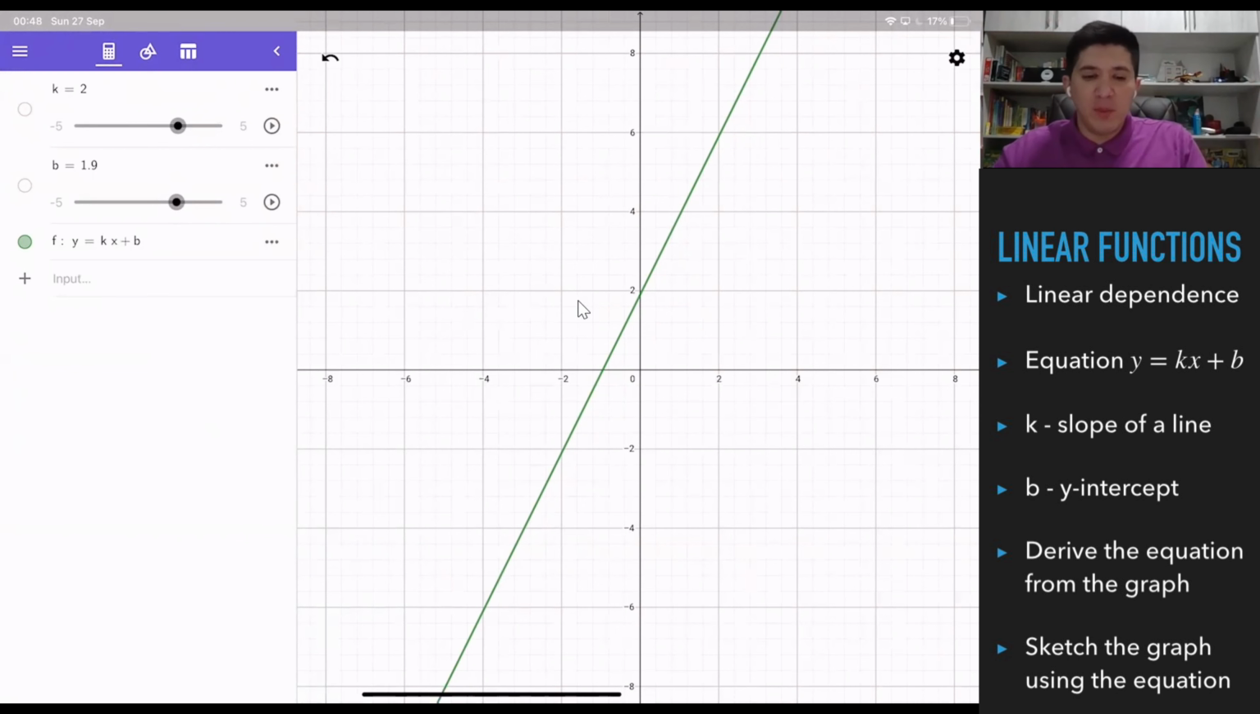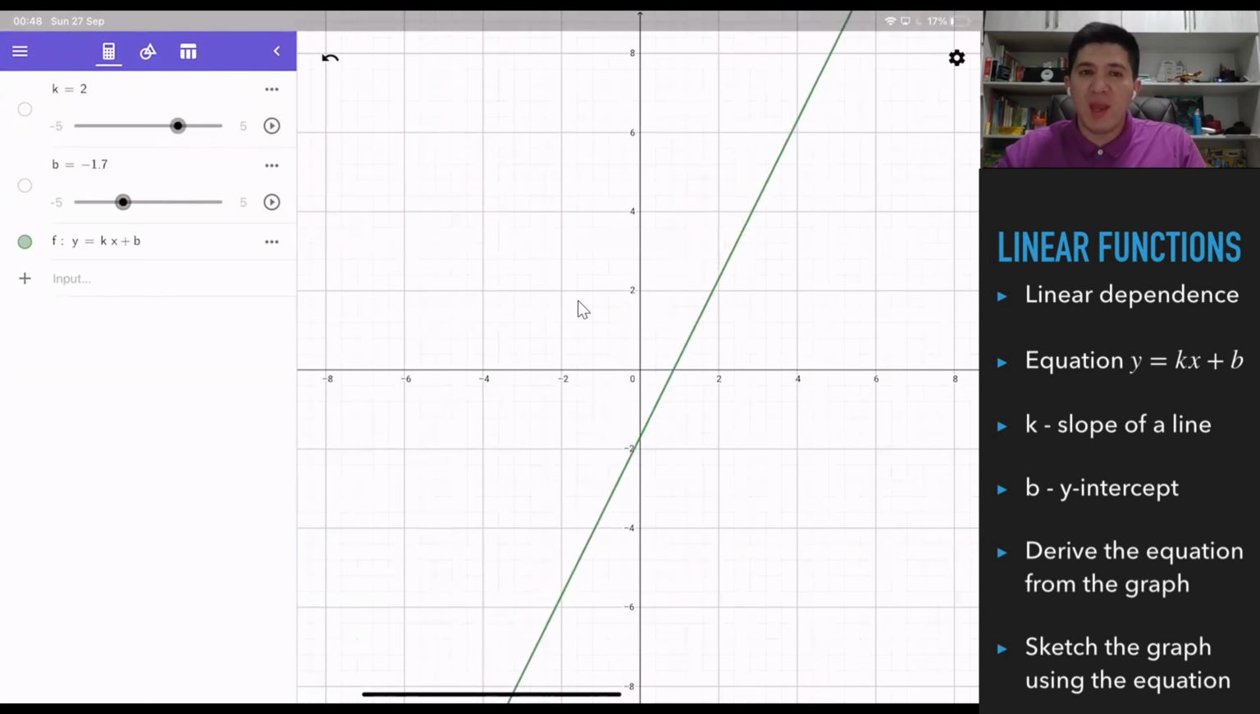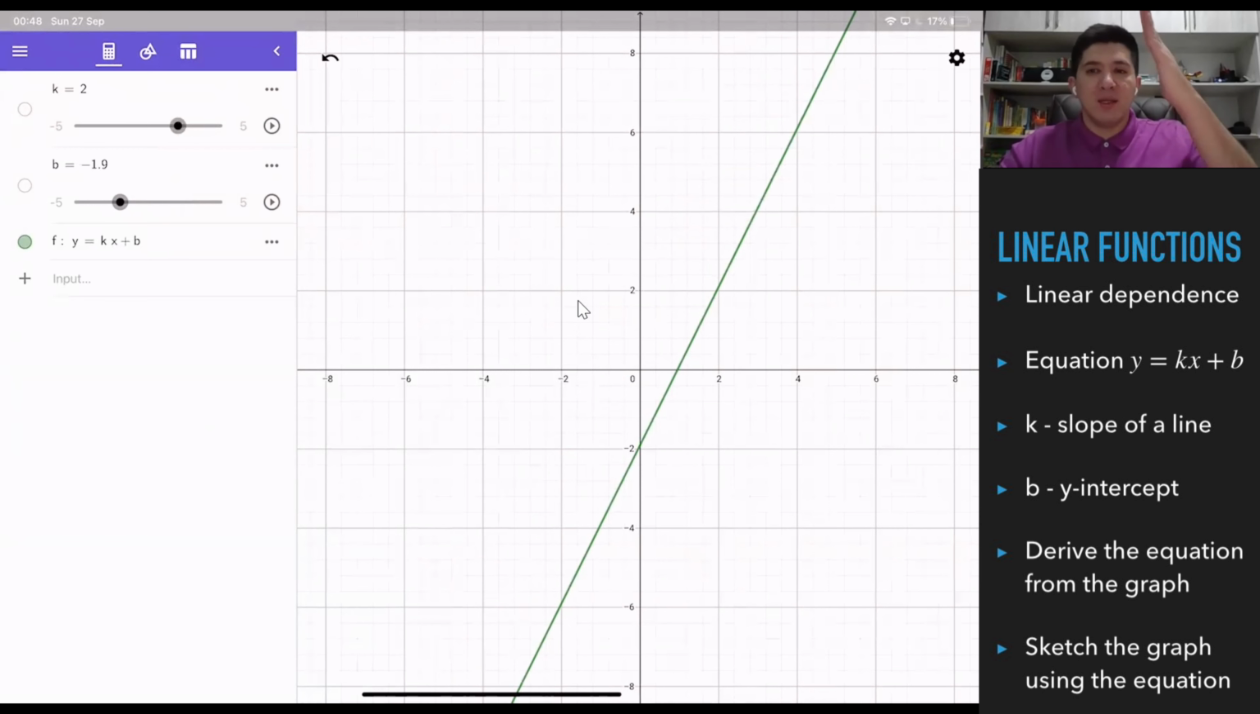So if the value of b is equal to 2, it means that your line is going to cross the y-axis at 2. If the value of b is, for example, -2, it means that your line is going to cross the y-axis at -2. So this is what b changes. k defines the rotation or the slope of your line, and b basically defines the height of your line.